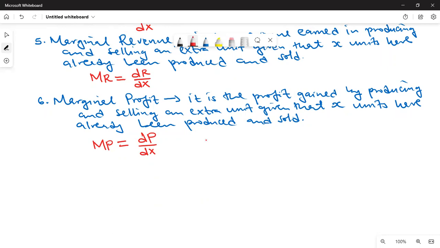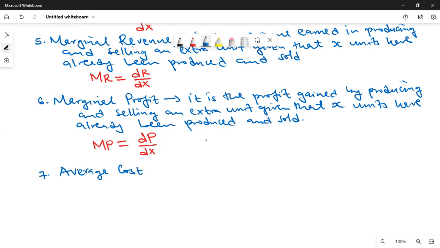Apart from the marginal cost, marginal revenue, and marginal profit, we also have what you're calling average cost. Let's talk about average cost. That's number 7. Now, when you talk of average cost, let's say, for instance, you have produced 10 units of a commodity. You're going to sell them at different prices, or you can even decide to sell them at the same price. But now you want to see what is the average.